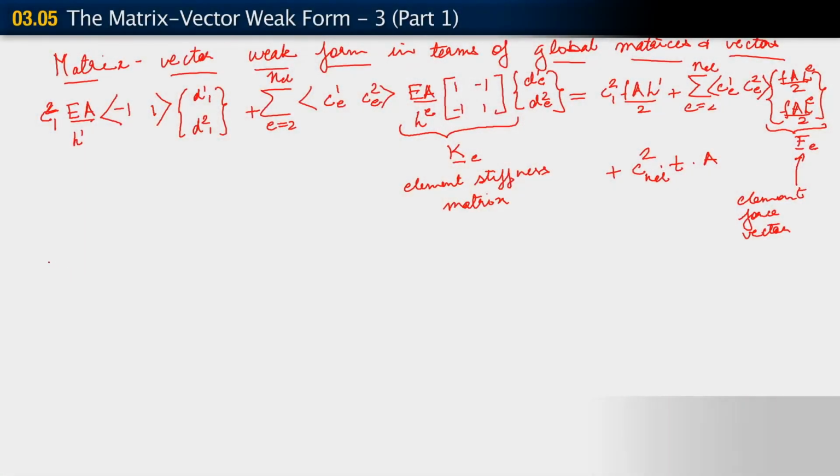Okay, so this is what we have to do. Now we're going to assemble them, and the process of assembly is the following. This is called finite element assembly, so it's often referred to not just as assembly, but as finite element assembly.